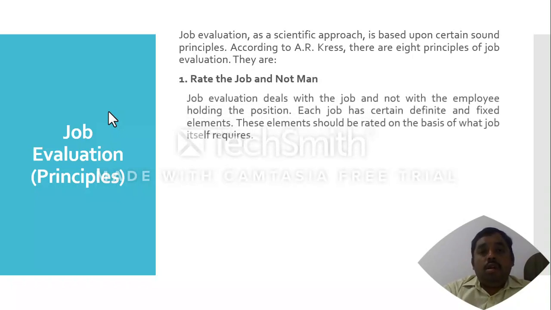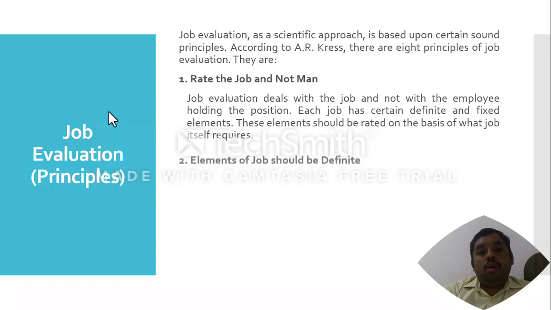As they say, job evaluation deals with the job and not with the employee holding the position. Each job has certain definite and fixed elements. These elements should be rated on the basis of what the job itself requires.